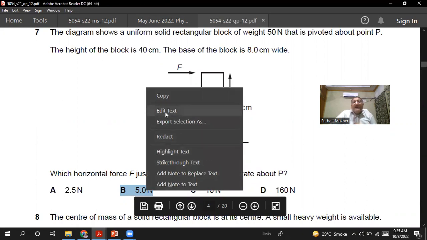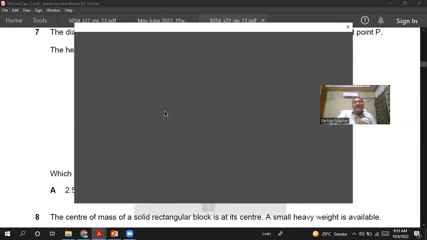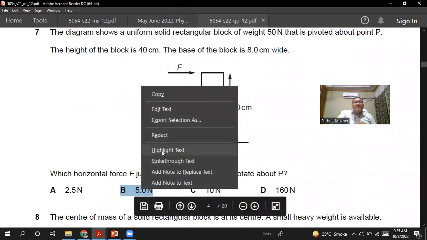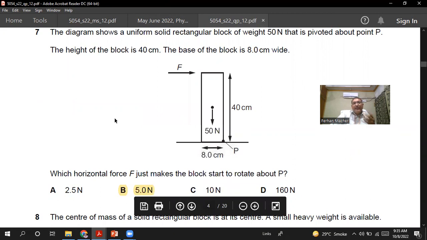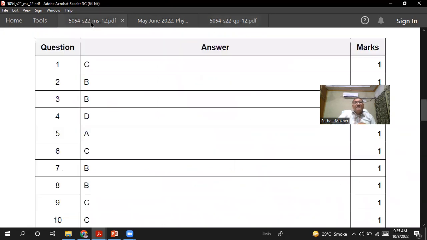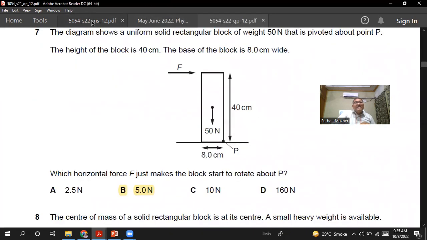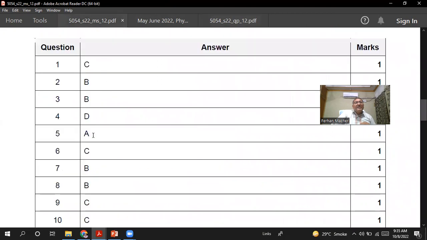At this force, the body will be in equilibrium. So the force, what is my answer? 5 Newton. I think B is the answer. That's question number 7. Question number 7, B is the right answer.